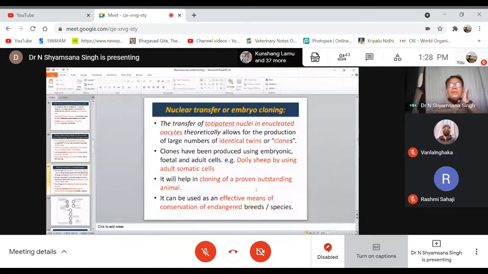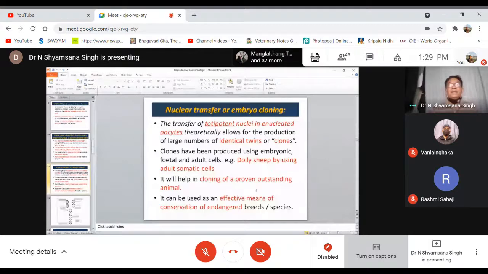Here are some photos showing how we do this cloning. In embryo transfer, here is one donor embryo, then the recipient embryo, where we have removed the nucleus of the recipient oocyte. Then from this donor embryo, we have taken the nucleus out.